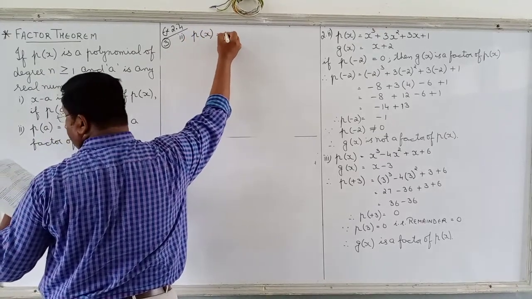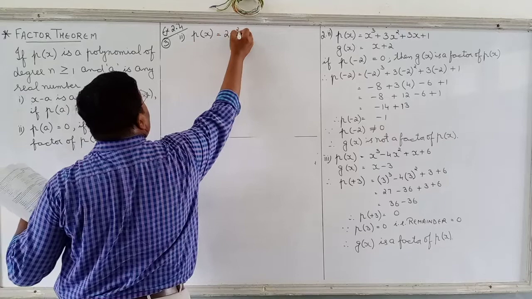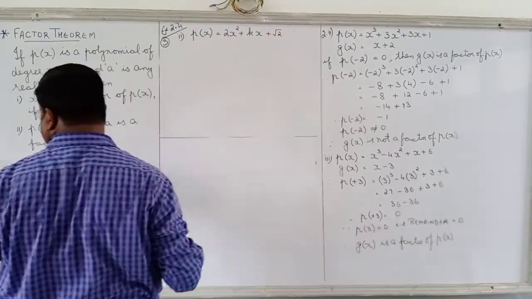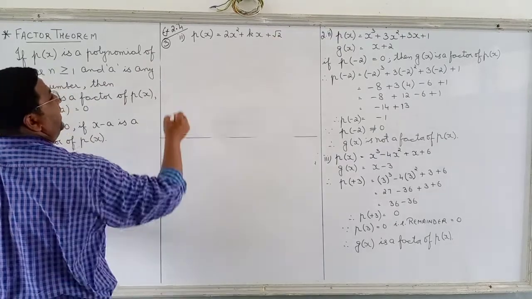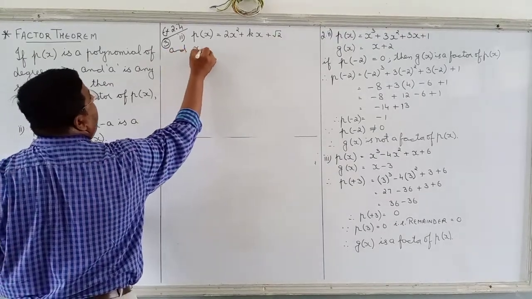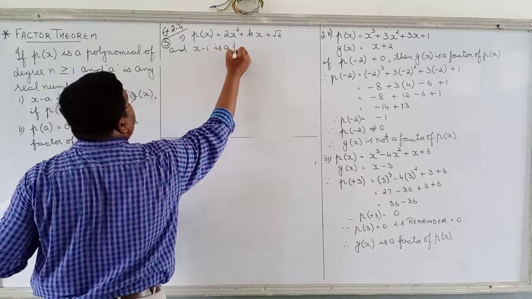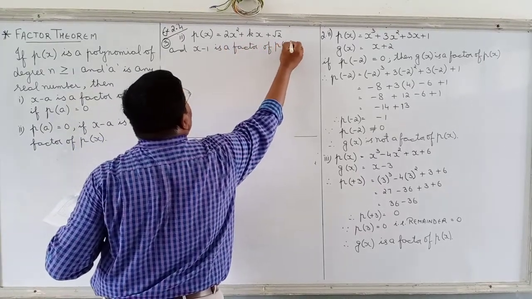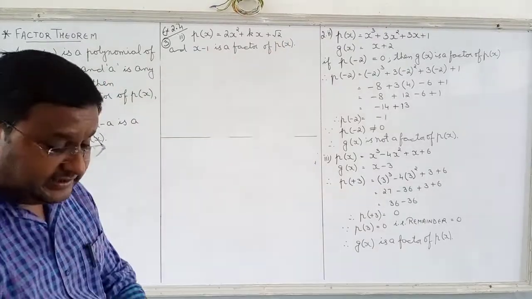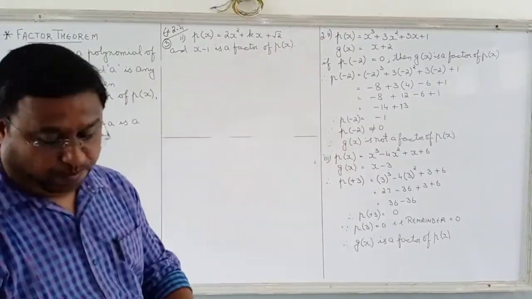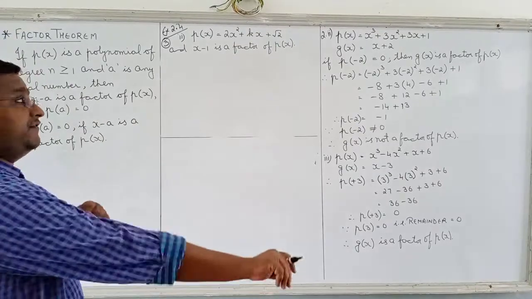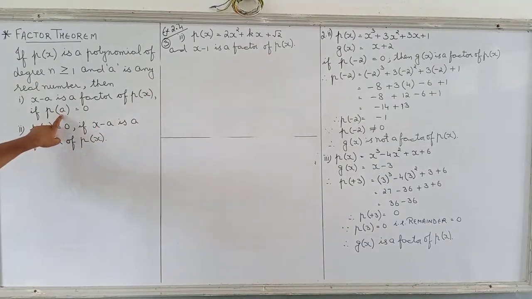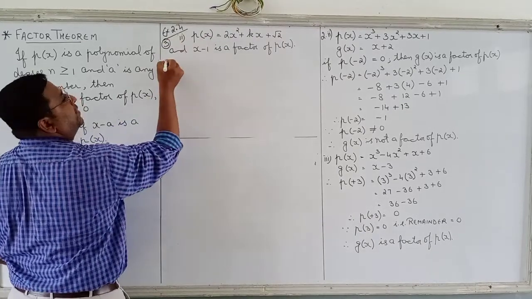P of x is equal to 2x square plus kx plus root 2. And x minus 1 is a factor of p of x. He is telling us that it is a factor. Yes or no? It is a factor. If it is a factor, the remainder has to be what? 0. So check over here.